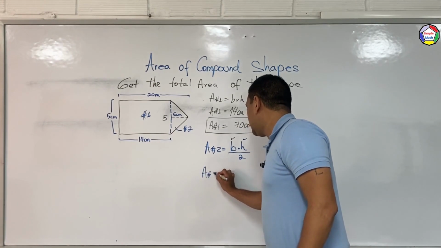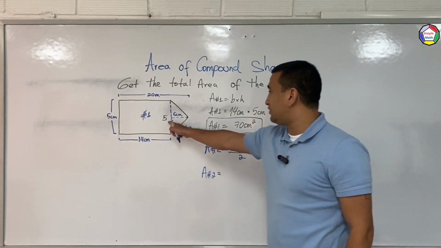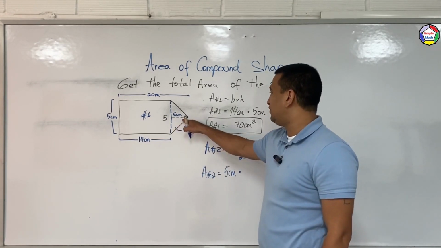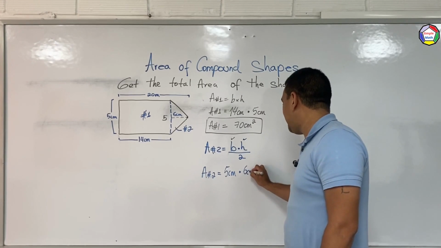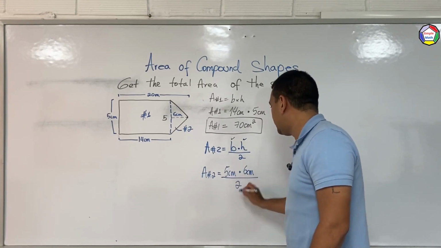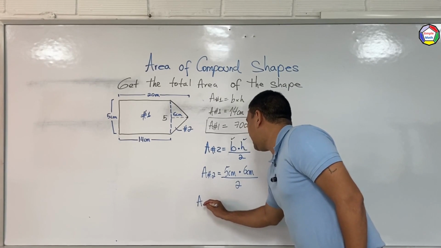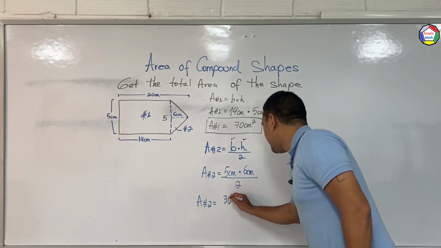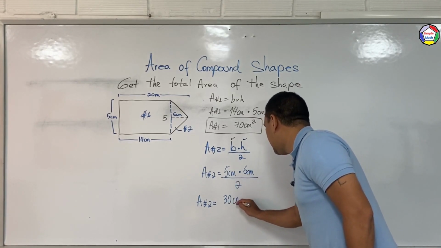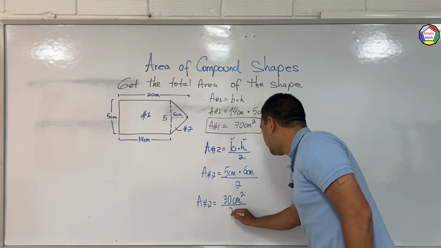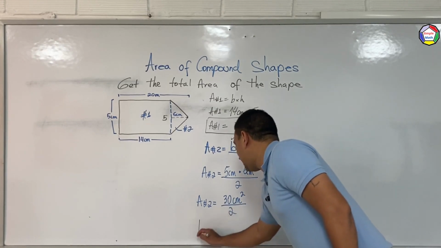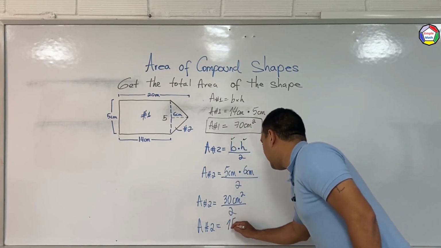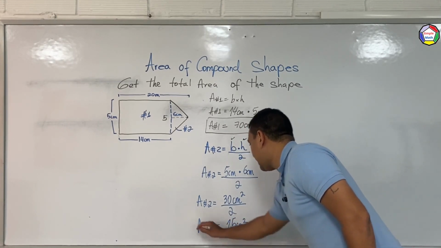The area number 2, which is the area of a triangle, is base, which is 5 centimeters, times the height, which is 6 centimeters, and the answer divided by 2. So the area of the shape number 2 is equal to 5 times 6, 30 centimeters squared over 2. And the area of the shape number 2 is 30 divided by 2, which is 15 centimeters squared.